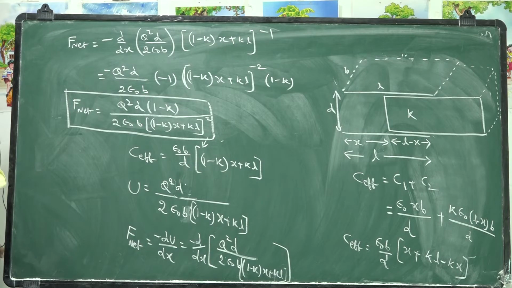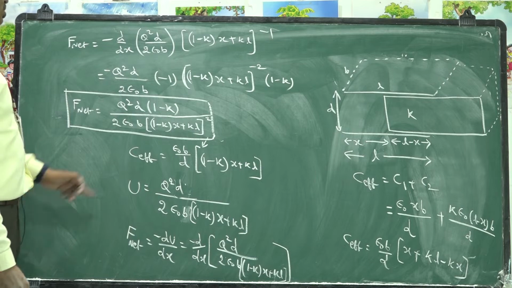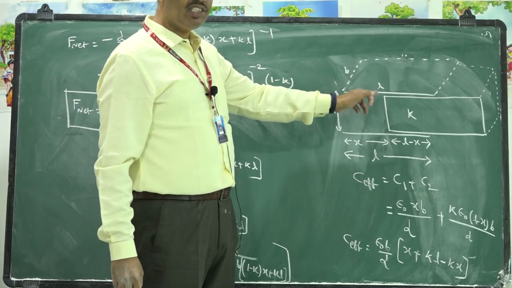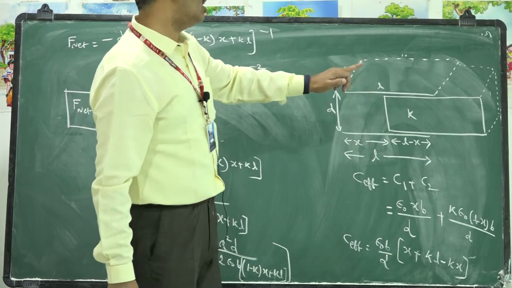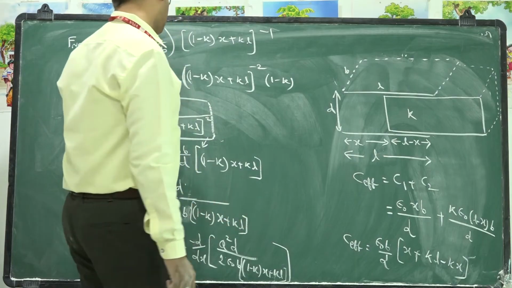Now let us go to the second case. The second case is the same force experienced by the dielectric if the battery is still connected. Battery is still connected means net potential is constant. How do we have to do it? Let us see.